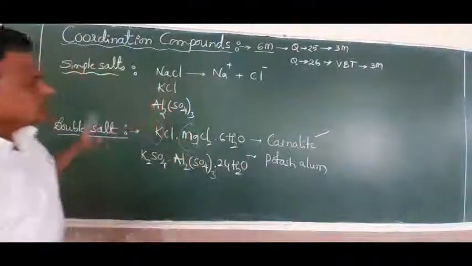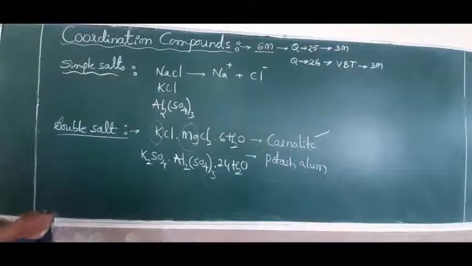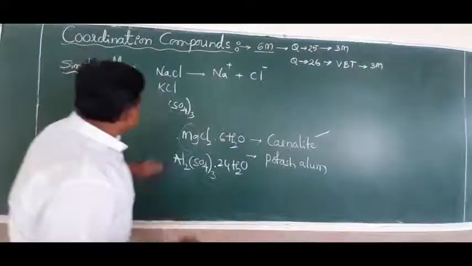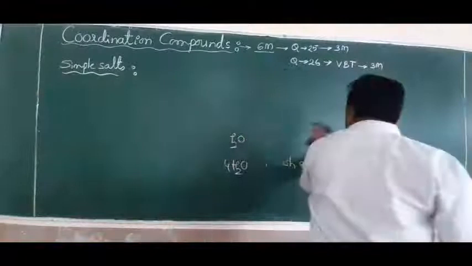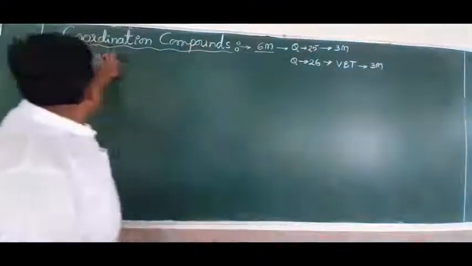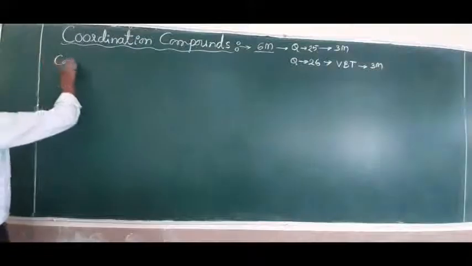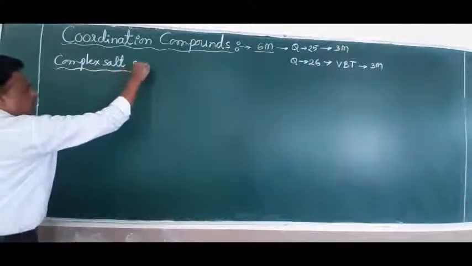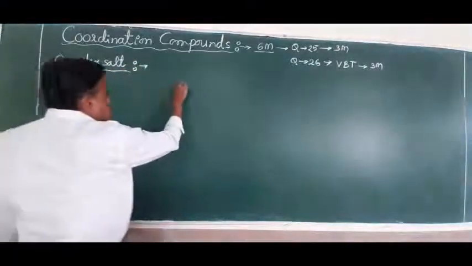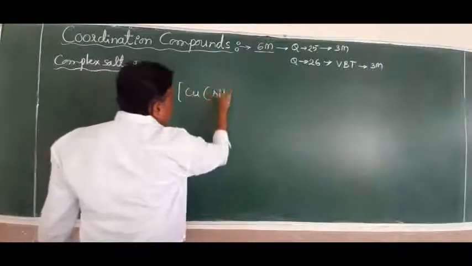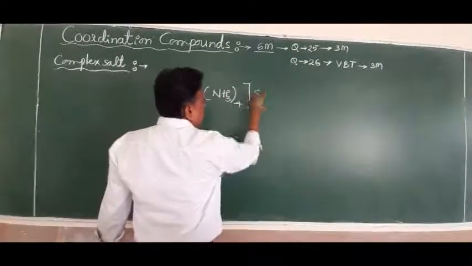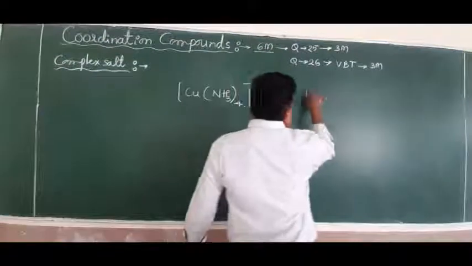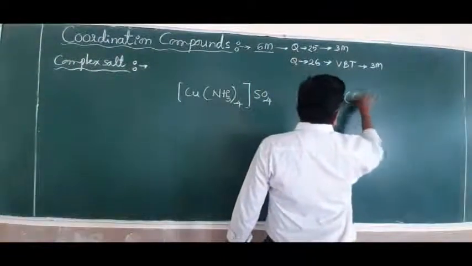This is the simple story behind coordination compounds. You know, friends, the simple as well as the double salt. After the simple and double salt, let us move on to the next part of our syllabus. What are complex salts? Before the definition, we have an example, and this is the best example of a complex salt. If you want another one, K4[FeCl6].